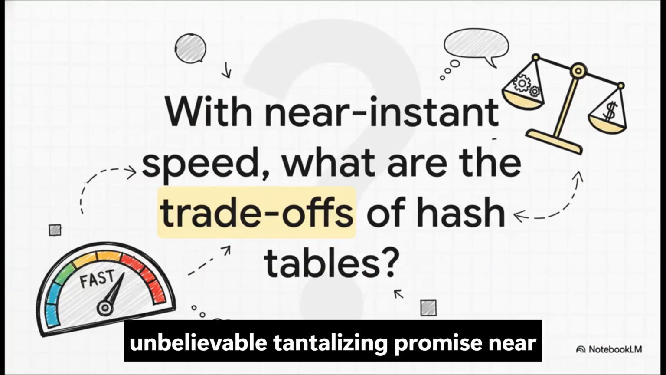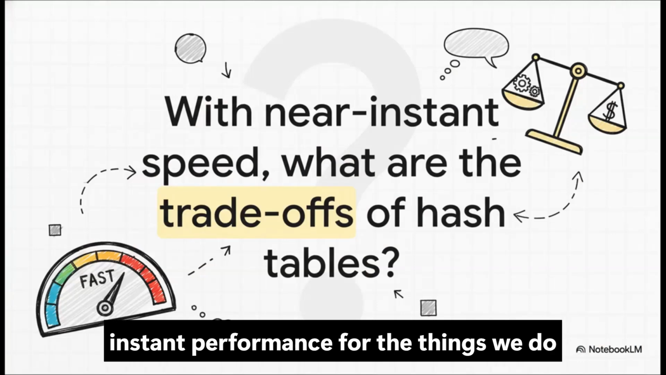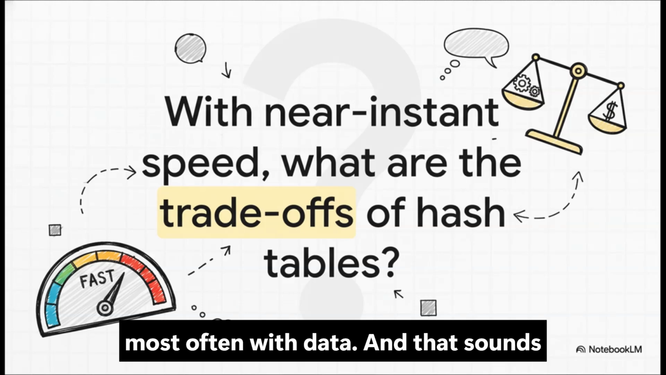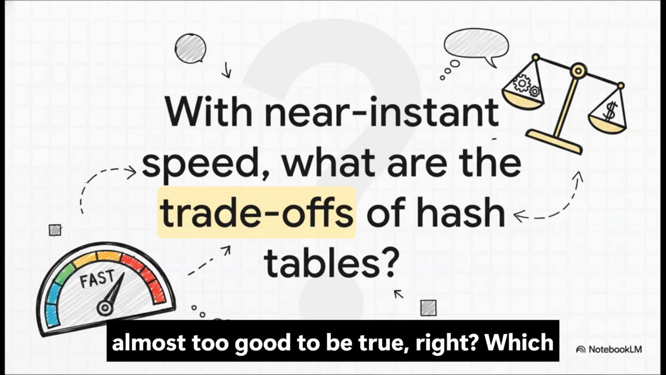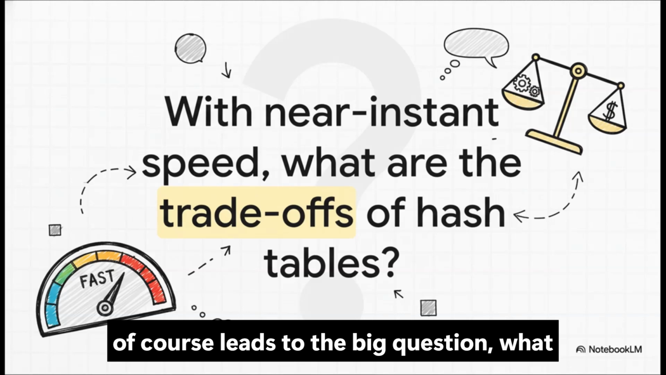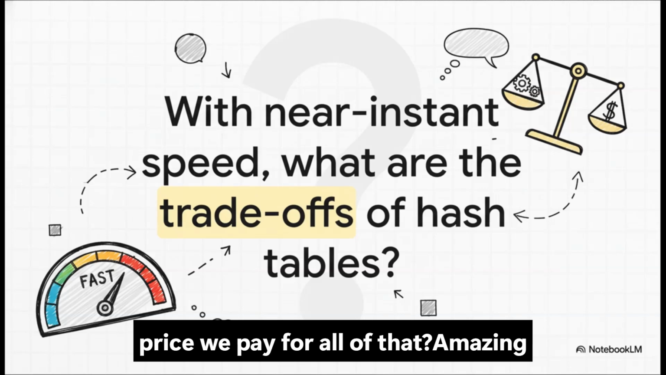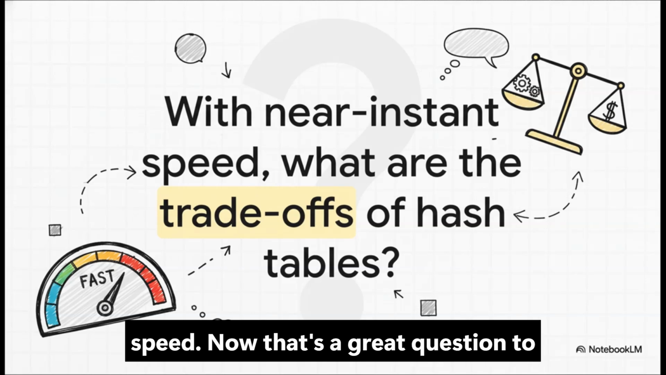So hash tables offer this unbelievable, tantalizing promise: near instant performance for the things we do most often with data. And that sounds almost too good to be true, right? Which of course leads to the big question. What are the trade-offs? What's the hidden price we pay for all of that amazing speed? Now that's a great question to think about.